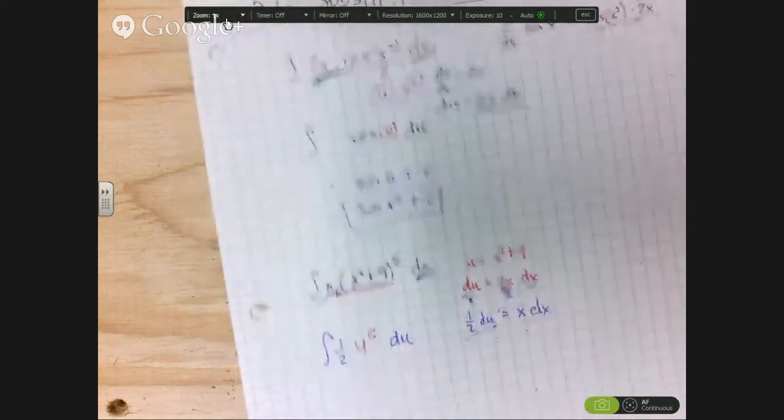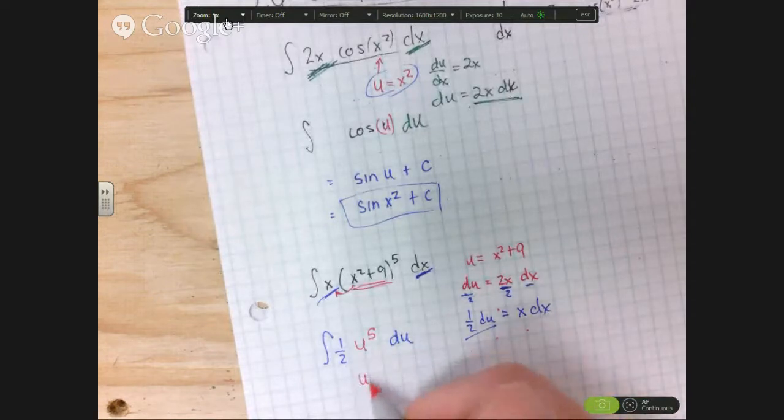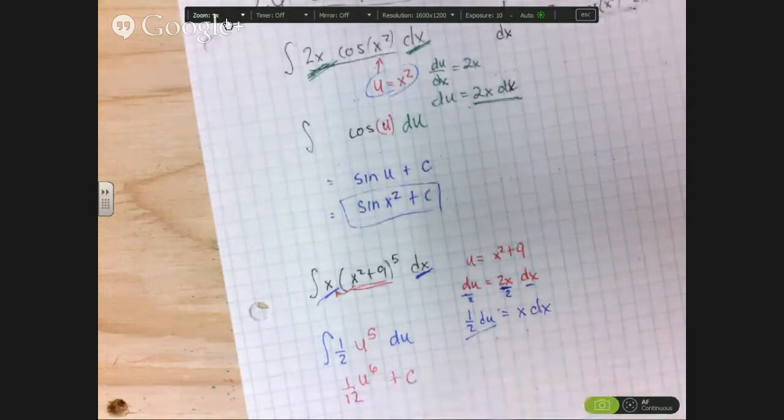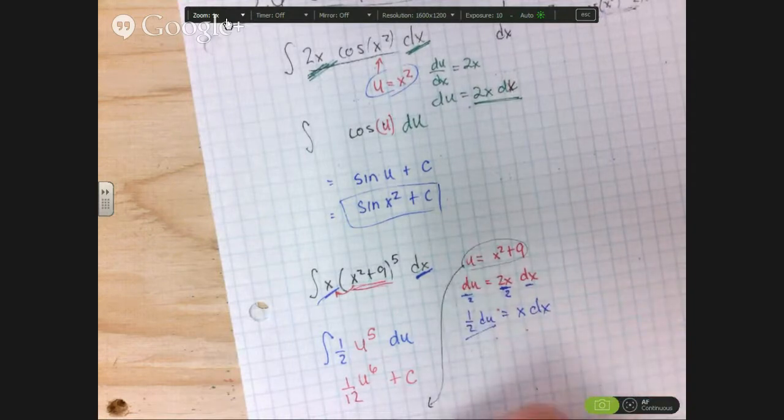I think that's an integral we can take. It's just a power rule. So u to the sixth over 6 times 1/2 is 1/12. Let's see. Plug u back in. Get 1/12 x squared plus 9 to the sixth.